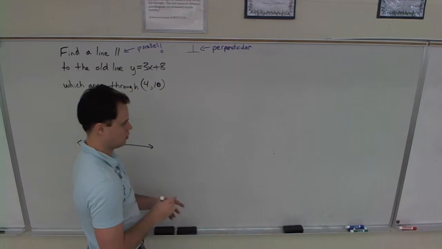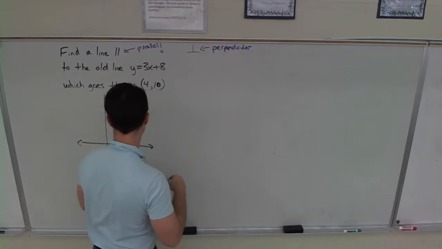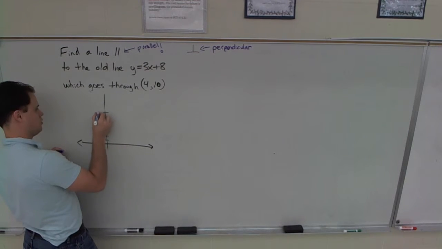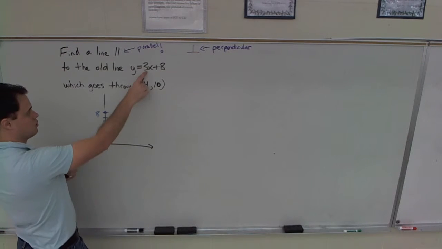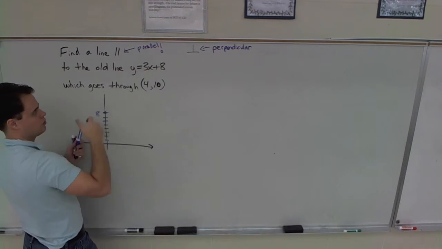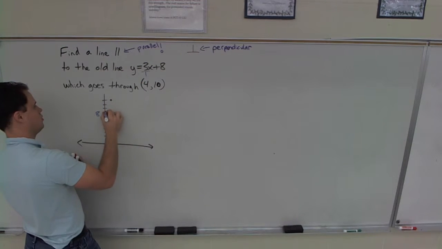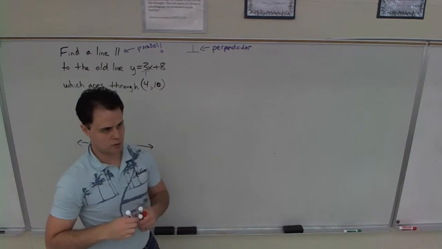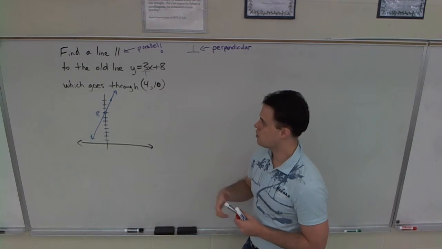Help me. Start up 8. And from there I rise 3 and run 1, because there's a 1 under there. 1, 2, 3. Still kind of steep. So I guess not a big variety of lines today. All of them have got a nice steep positive slope. So there's the old line.